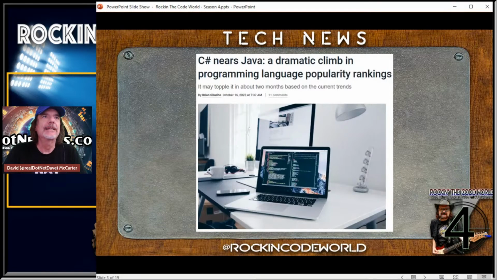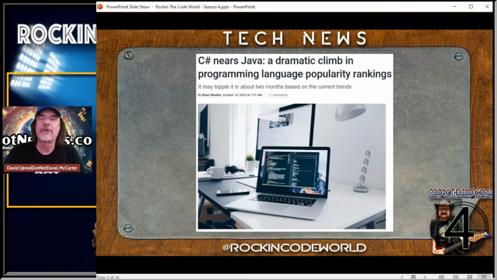In tech news, C# is nearing Java in popularity. I'm really glad about that, of course, because I've been using .NET since before it came out.